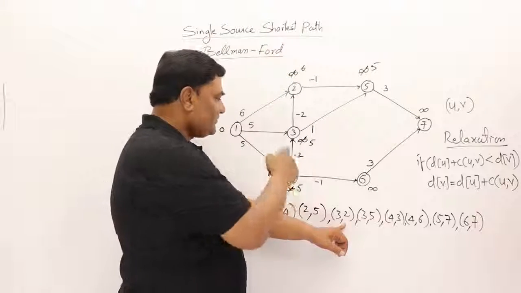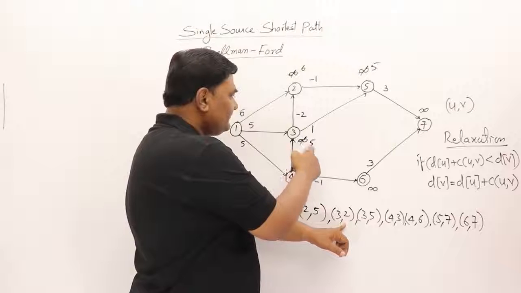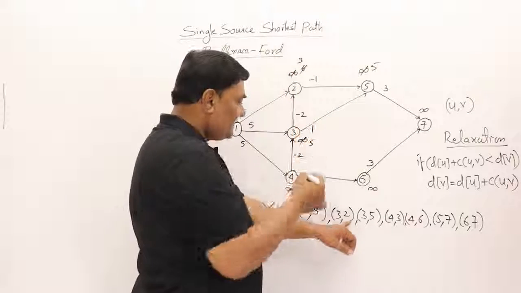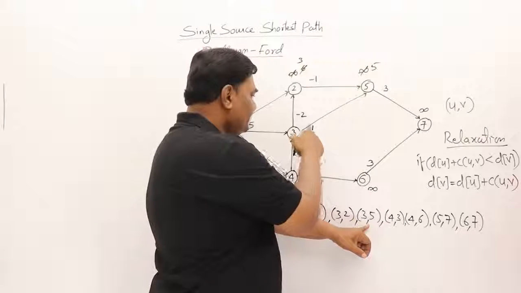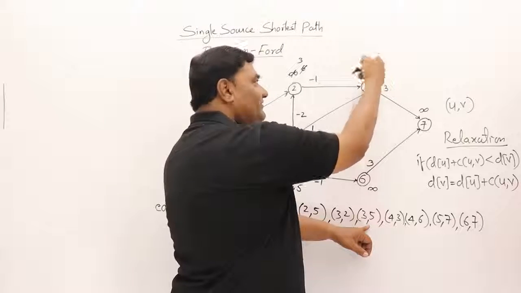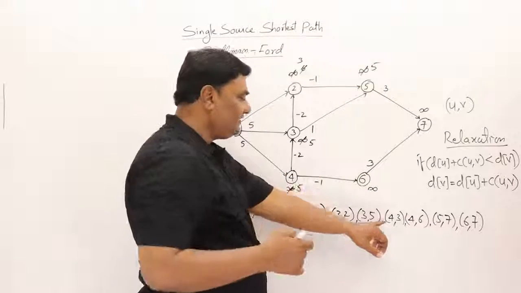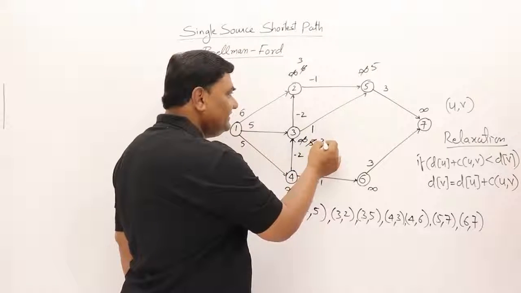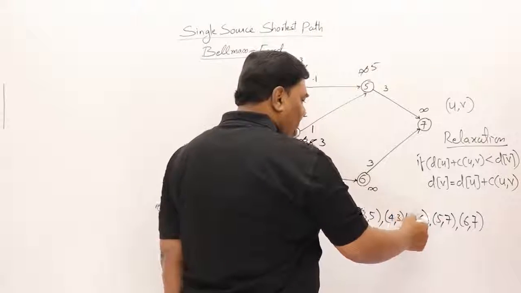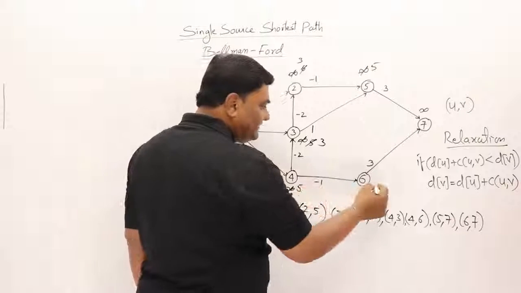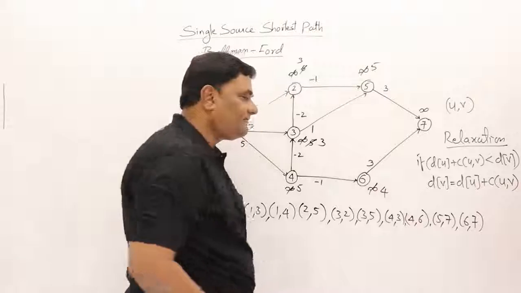3, 2. So 3 to 2. So this is 5 minus 2 is a 3. So change it to 3. Then 3 to 5. So this is 5 plus 1 is a 6 and it is 5. So that is smaller. Don't modify that one. 4 comma 3. 5 minus 2 is a 3. So this becomes 3. Then 4 comma 6. 5 minus 1. This is 4. This is infinity. So change it to 4.